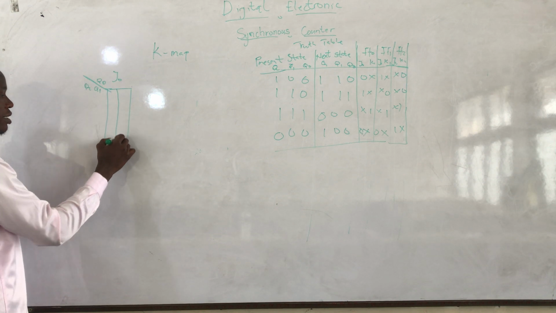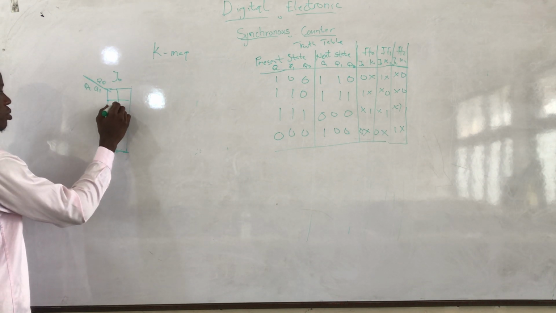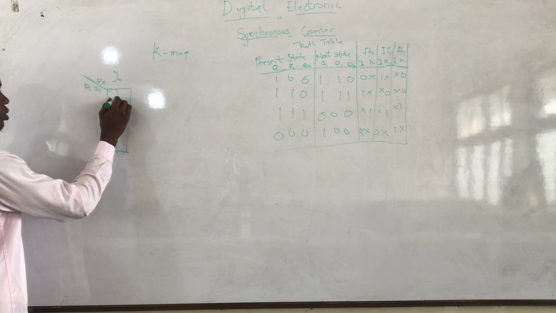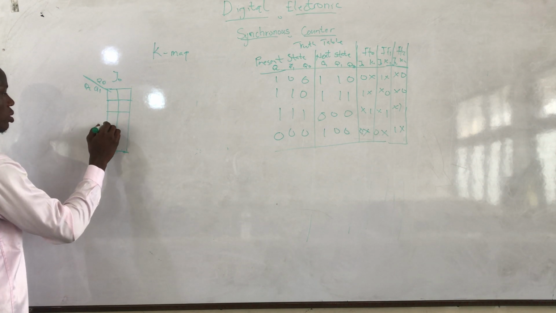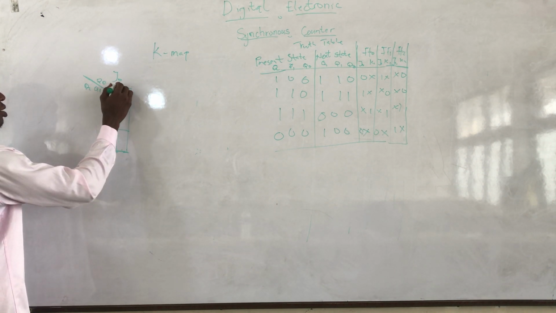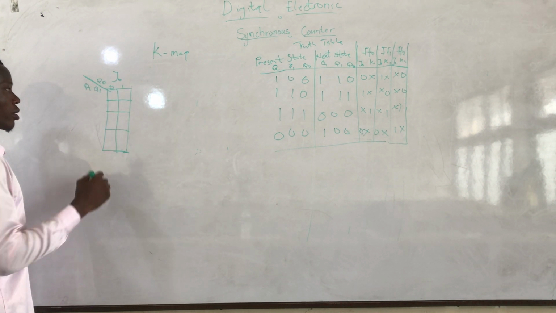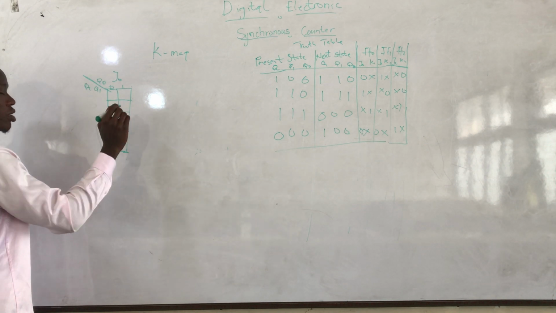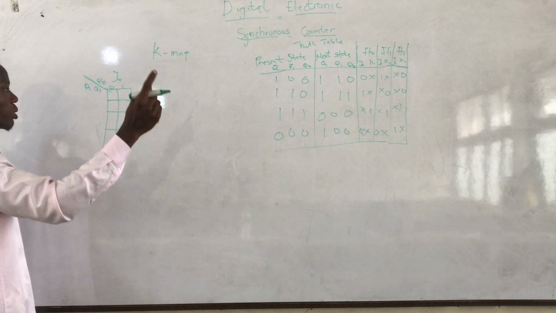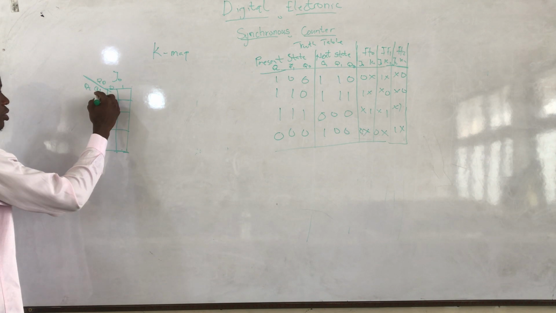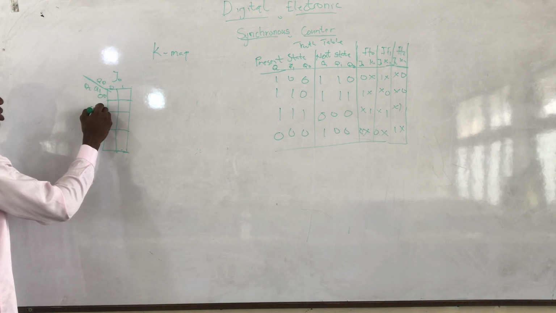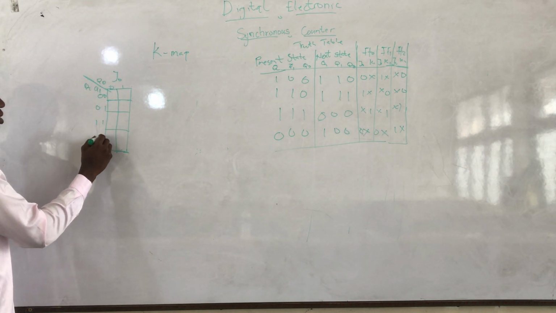We have to divide here into 4: 1, 2, 3, 4. We are having our 0 and 1. Okay? Drawing it, we learned it in our previous tutorial. So when you don't get it, you play back our previous tutorial. Having our 0 0, 0 1, 1 1, and 1 0.